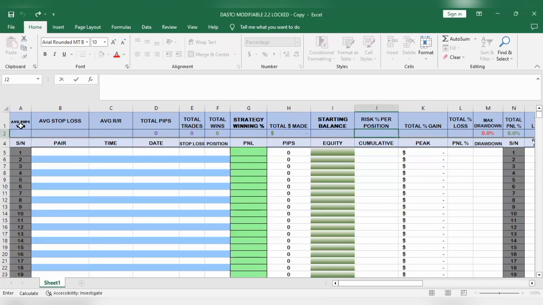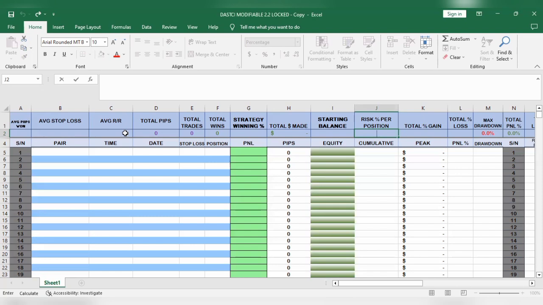Now, on this right column here, you have the average pips, your average stop loss. Of course, as a professional trader, you need to set a stop loss for your order. So what this particular column does is to calculate the average of your overall stop loss. Now, from the computation, it's also going to determine your average reward to risk ratio. So the average reward to risk ratio that you use, and you'll be able to confirm if it's correct based on how you're also placing your trades in the particular exchange you're trading.